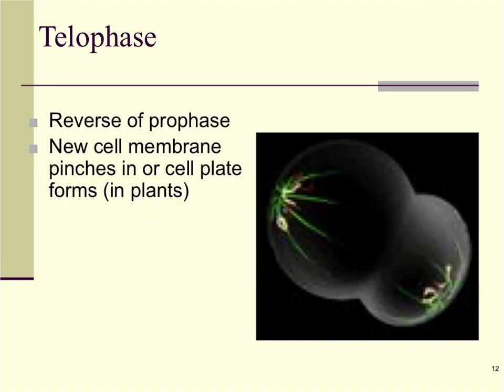The next phase is called telophase, and this is essentially the reverse of prophase. This is when the cell membrane forms, and the DNA starts to become chromatin again, so it spreads out and the strands get thinner, and then the cell will start to pinch off.